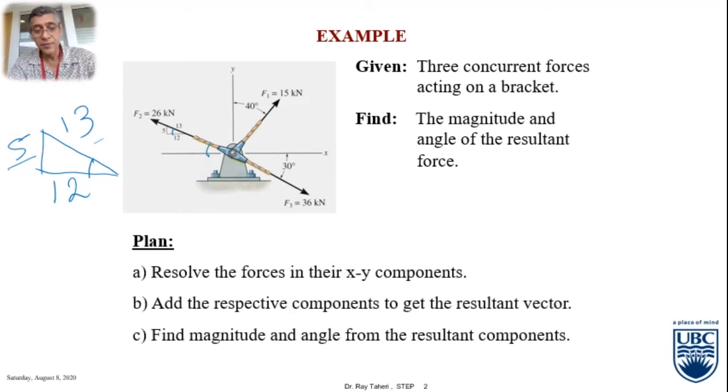So what is the plan? Well, you find the resultant of these three vectors on x and y. You add all the x's, add all the y's, and you find the magnitude and the angle.